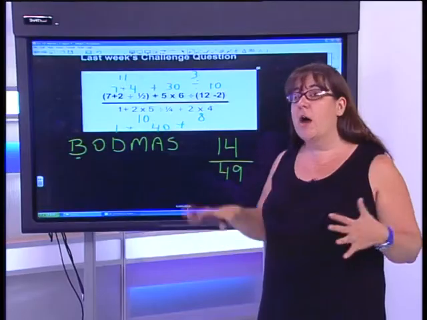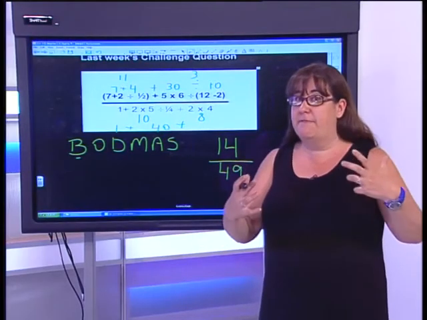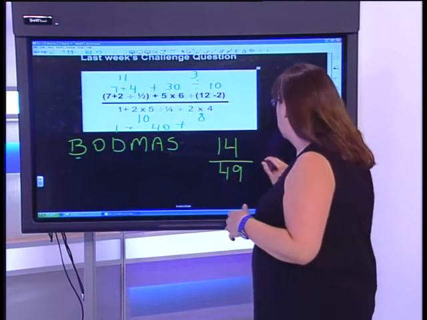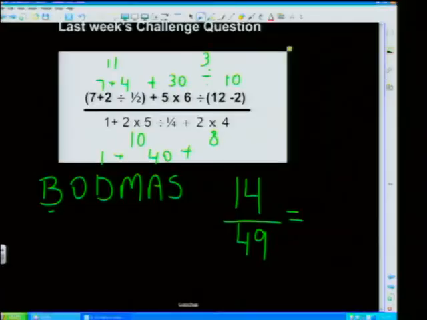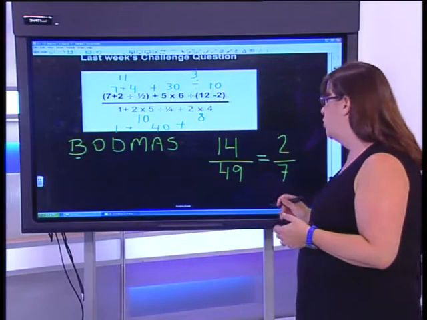And I can leave my answer like that, or I can simplify it if I need to, but that solves this. Let's try simplify it. We can divide both by 7, so 14 divided by 7 is 2, and 49 divided by 7 is 7. So the complete simplified solution would be 2 out of 7.